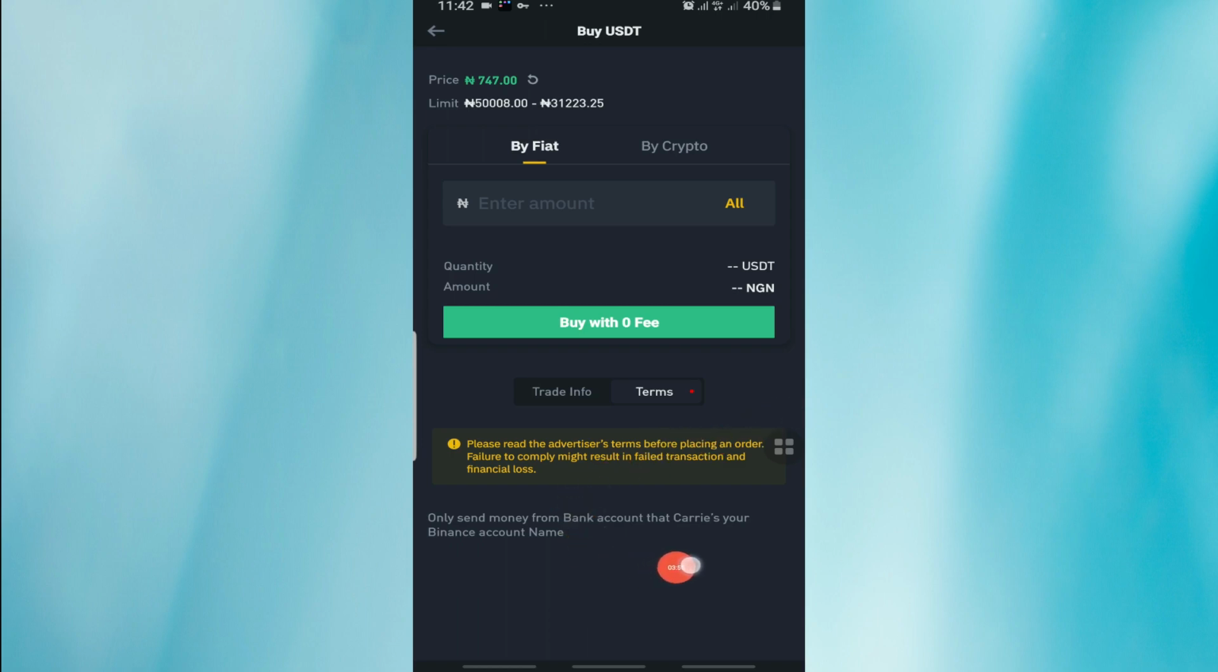So only send money from a bank account that carries your name. This person doesn't want you to transfer from a different account that doesn't carry your name. So you have to transfer to this person from your personal bank account, and that's what Binance also supports.